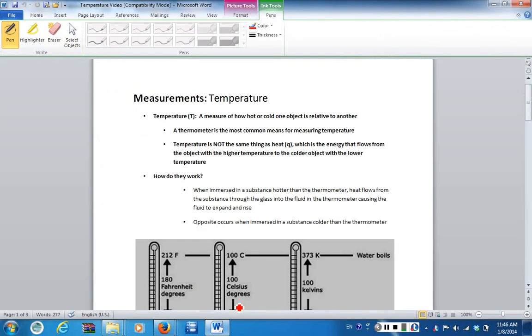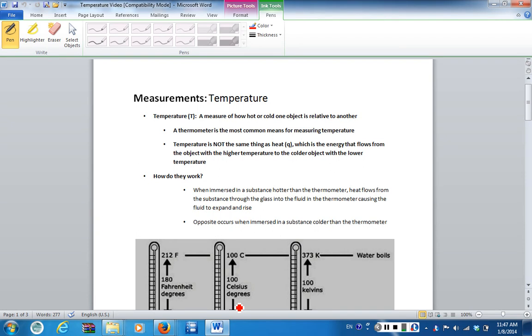Okay, so today we're going to be learning about measurements, specifically temperature. Temperature is defined as a measure of how hot or cold one object is relative to another. So with temperature, we always have to consider another object. So say, for example, you have an ice cube in your hand. You would say that the ice cube is colder than your hand due to the difference in temperature.